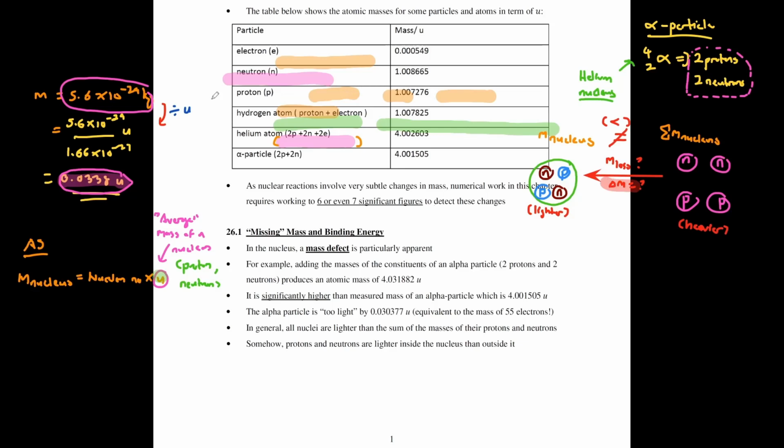Bearing in mind that the difference in mass is actually very large in terms of atomic particles, because for an alpha particle, the difference in mass is actually 0.030377 U, which is equivalent to the mass of 55 electrons. So from an atomic particle point of view, it's actually a very large mass, worth 55 electrons. So why is this happening in the first place?